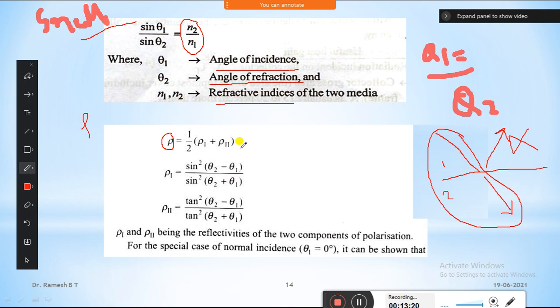And for rho 1 and rho 2, there is an equation you have to remember. Rho 1 is given by sine square of (theta 2 minus theta 1) divided by sine square of (theta 2 plus theta 1), and rho 2 is tan square of (theta 2 minus theta 1) divided by tan square of (theta 2 plus theta 1). So these are the rho 1 and rho 2, which combined give the rho value.